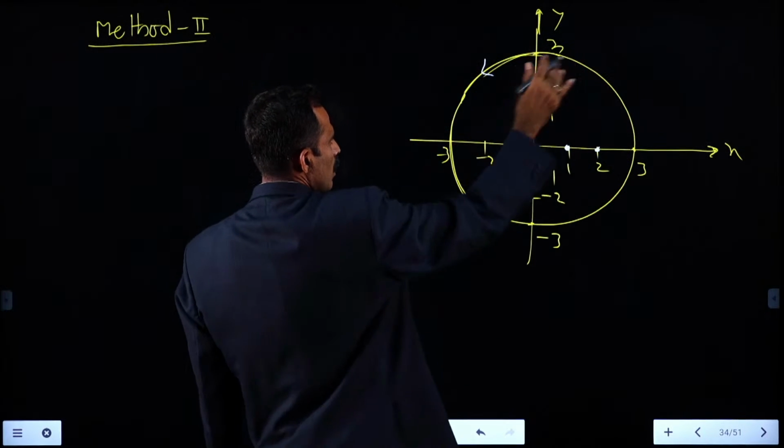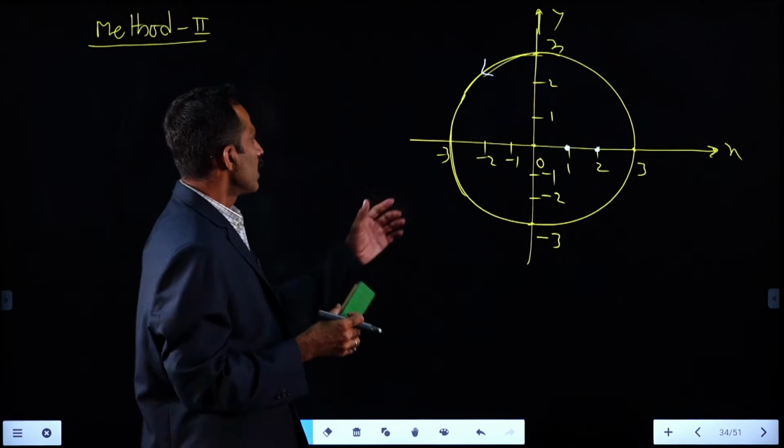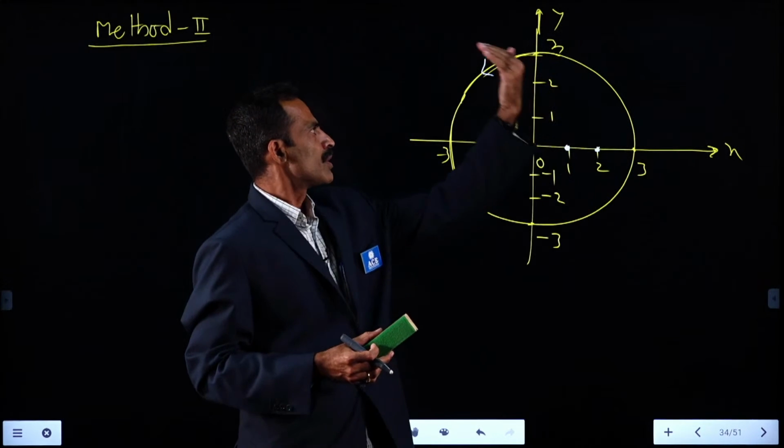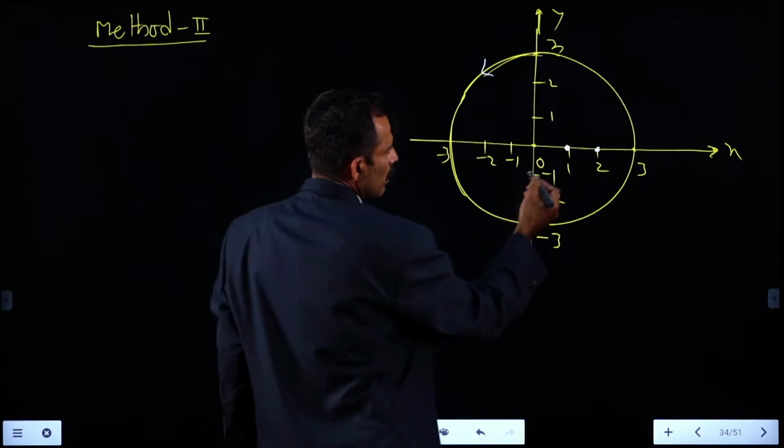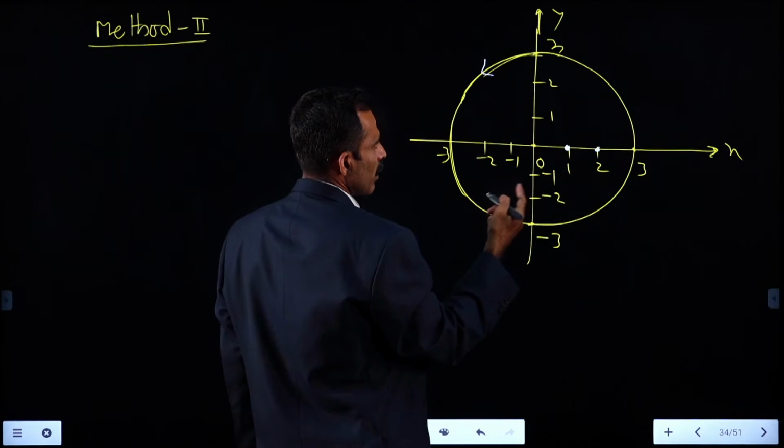Counterclockwise or anti-clockwise or positive direction only. The curve is closed, always the orientation must be anti-clockwise only. That is the positive direction. Right? So we have two singular points inside the region.